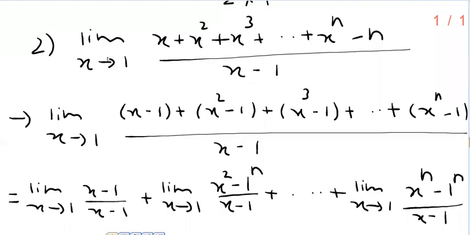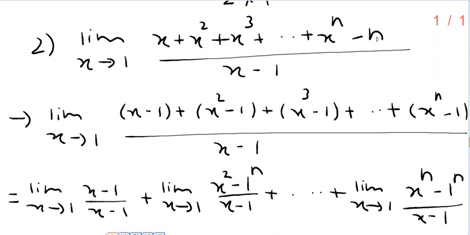Now this is an important sum. Limit x tends to 1, x plus x square plus x cube dot dot dot up to x raised to n, minus n, upon x minus 1. Can we take the limit in the first step? No, we get 0 by 0 form. You can verify this in the numerator: 1 plus 1 square plus 1 cube up to 1 raised to n. If you add 1 n times, you get n minus n, 0, 0 by 0 form.